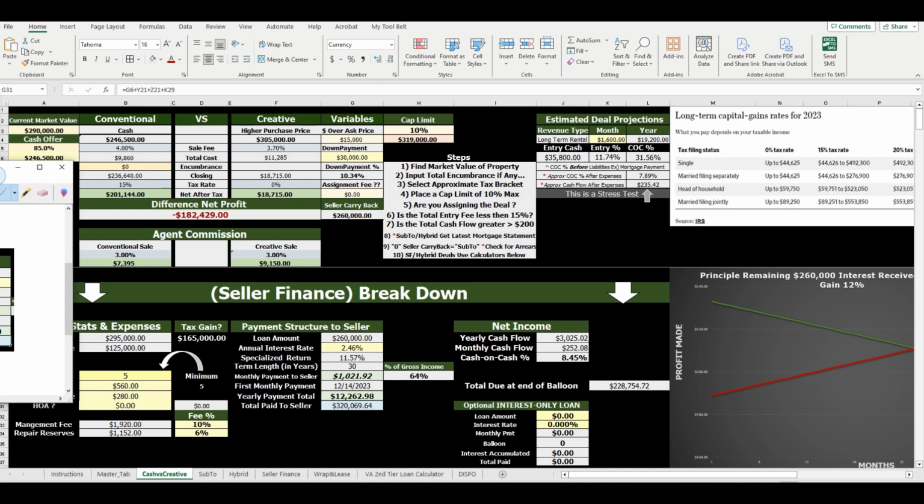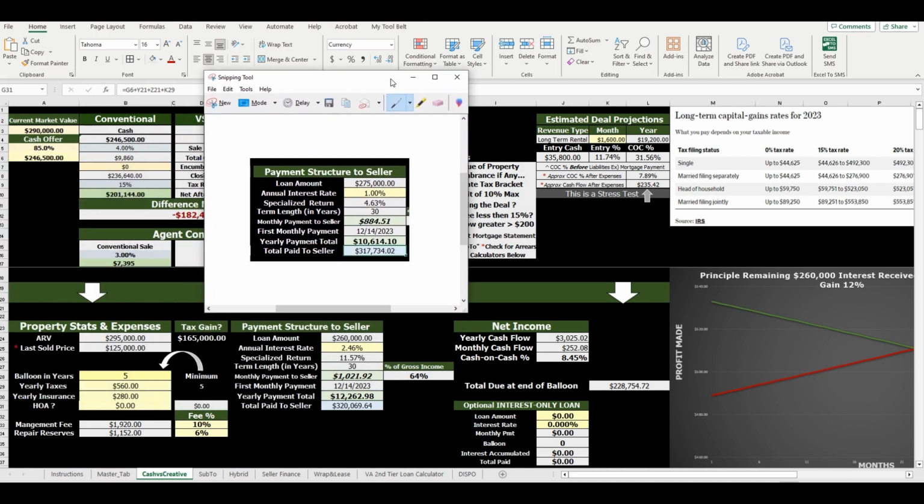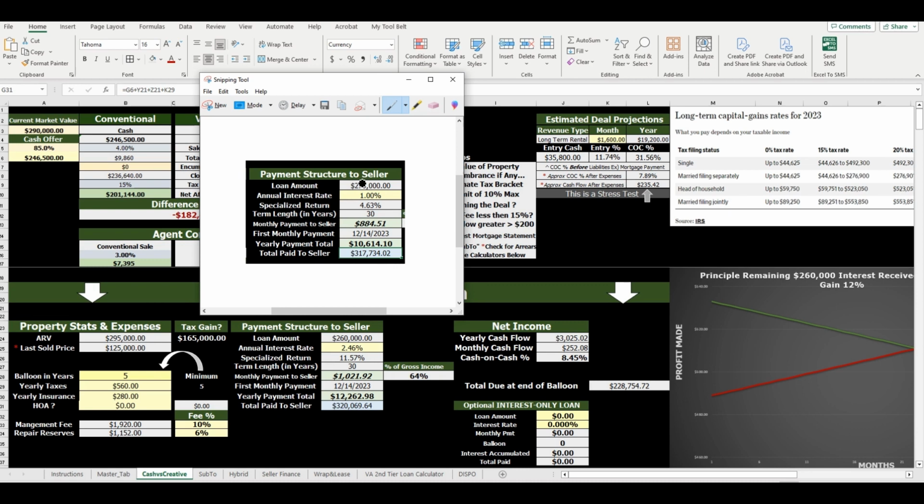If we bring back our other window here that we had saved, we had an original loan amount here of 275. The moment that we started to apply interest, recall that we went from a 305 paid to the seller to 317. The moment that interest was applied, the only way to get the seller to accept the 305 that we originally had was to do principal only payments. Now that's never going to happen.